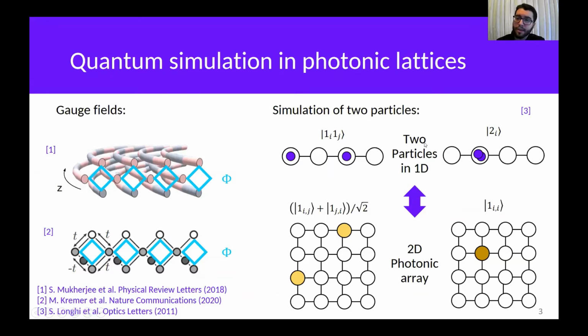And even though this equation is just a single particle equation, we can use a trick to simulate several particles. For example, we can simulate two particles in 1D with a 2D photonic array, if we rearrange the degrees of freedom and use one of the coordinates in the 2D array to simulate the position of one particle and the other dimension for the position of the other one. In this case, we would be simulating bosonic particles because we are choosing a symmetric wave function. This was first suggested in 2011, but it has been implemented experimentally many times since then.